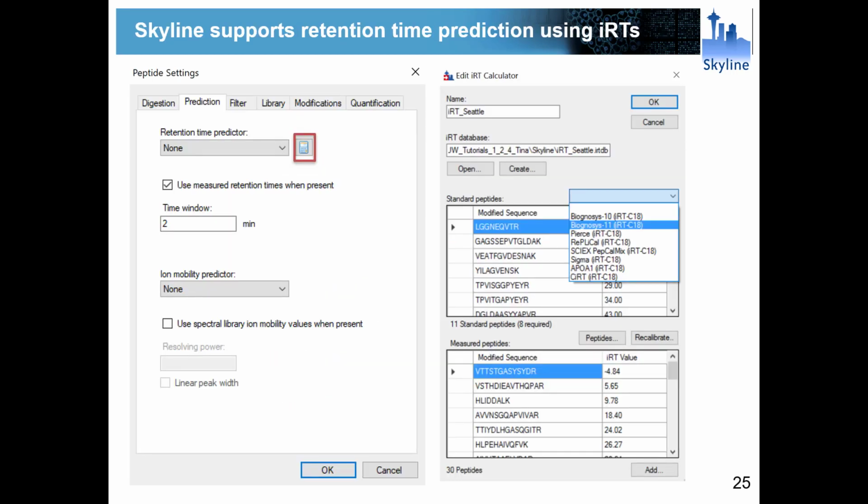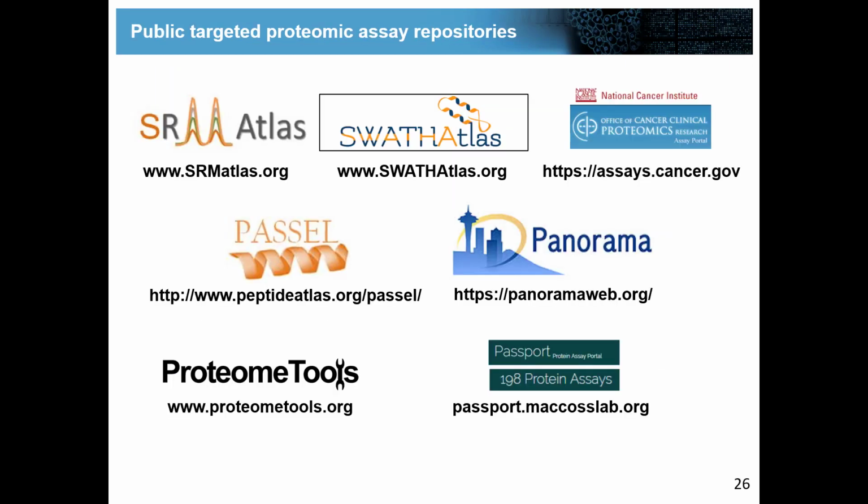And the last thing, retention time. So again, in peptide settings, there is this prediction tab that allows you to generate a retention time predictor. And that's also what you will do in the afternoon. And then you can use Skyline to automatically generate for you iRT values, which are normalized retention time values.